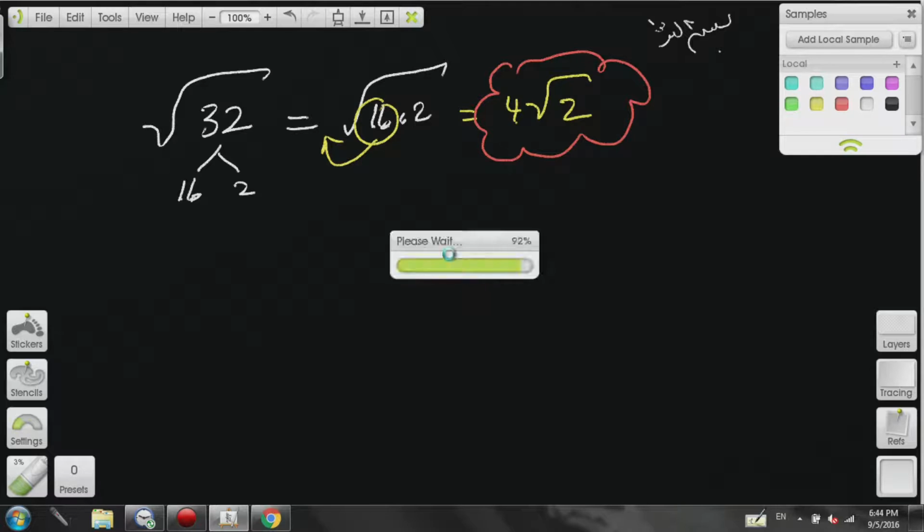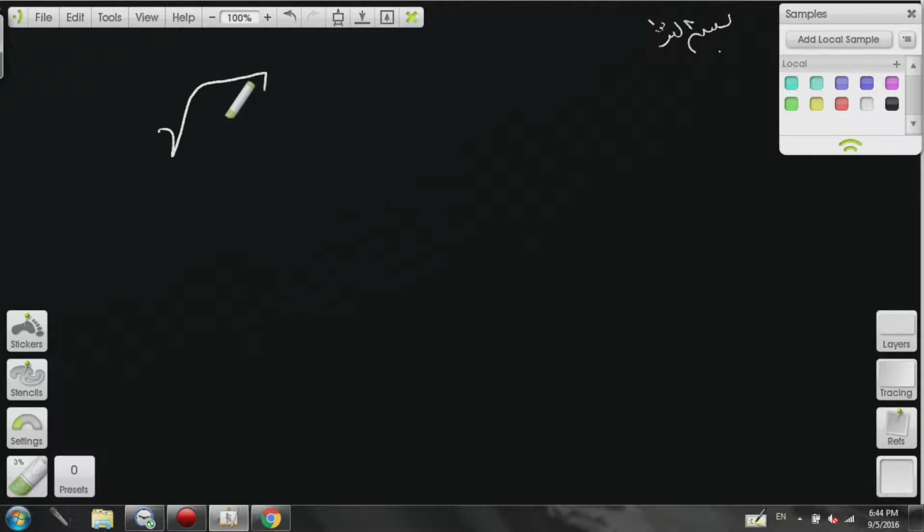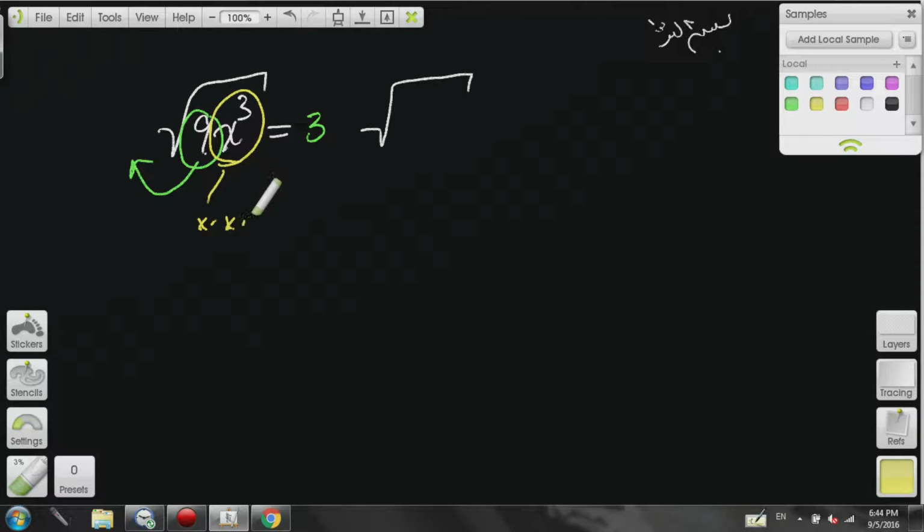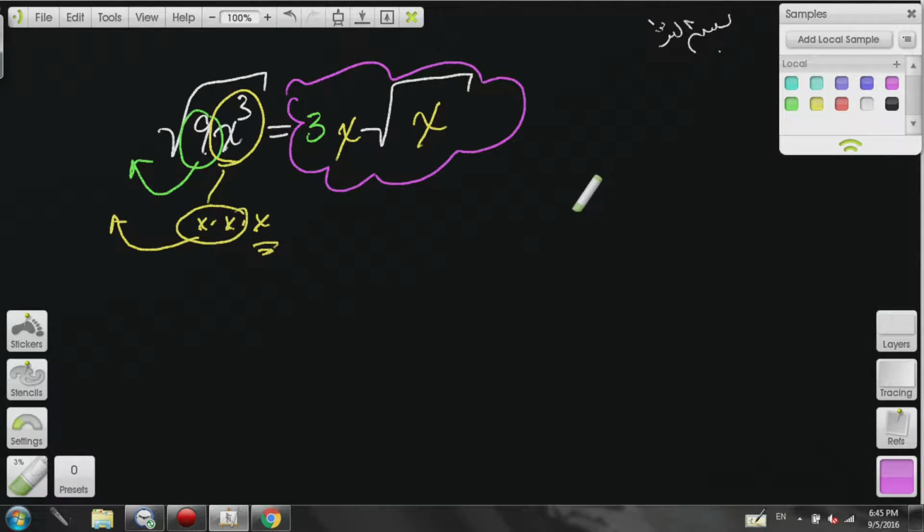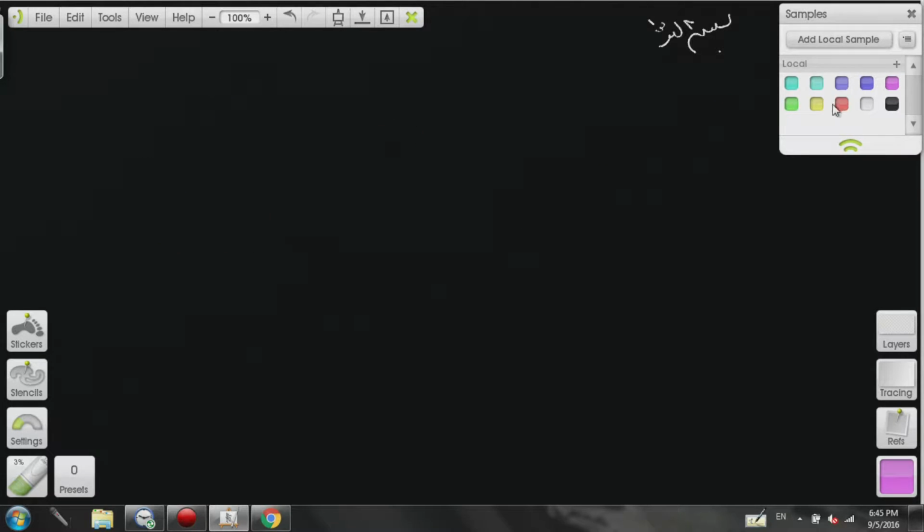Alright, let's do another one. These examples I'm getting from your textbook. Let's do square root of 9x cubed. Well, the square root of 9 just comes out as a perfect square. That comes out as a 3. Now, x cubed is x times x times x, right? So 2 of them can come out as a pair. That will go over here. But this one will stay inside, so x. So this would be the simplest form of this, right? 3x times square root of x. Okay? Now let's keep going.